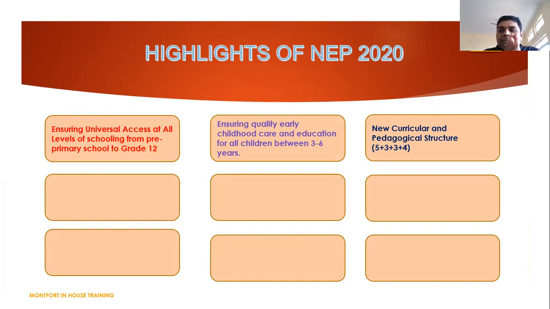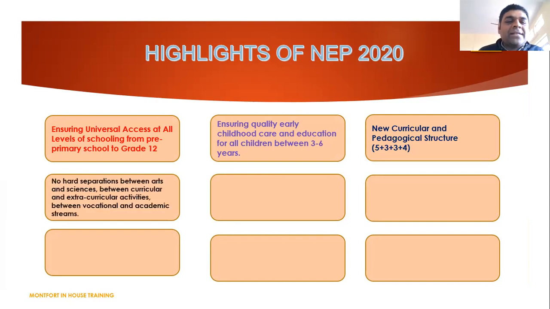So they have done this so that they can find out what development students are getting regularly. There is no hard separation between arts and science, between curricular and extracurricular activities, between vocational and academic streams. What is this? They are not giving any hard separation. Right now, there is a very hard separation between the science stream and the arts stream. A science student does not take any arts subject, but now there is no such hard separation. I want to learn history along with science subjects. Yes, it is my choice.